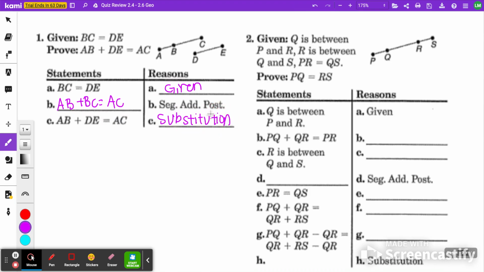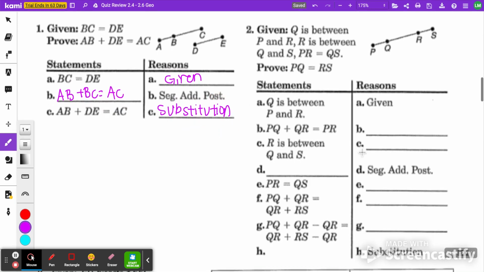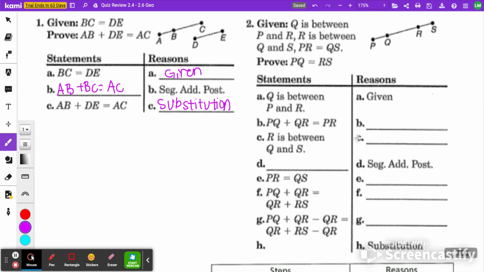Okay. Number 2, given Q is between P and R, R is between Q and S, PR is equivalent to QS, so prove that PQ is equal to RS. So our given is Q is between P and R, and the next piece says PQ plus QR is equal to PR. That is the segment addition postulate.